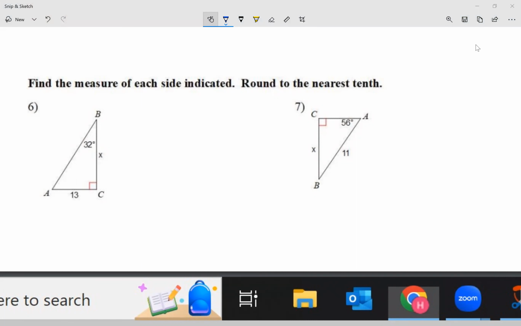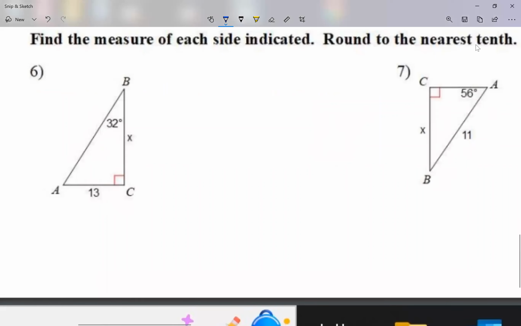So here I have to solve for x, right? That side indicated. Let me label my sides first, as in hypotenuse, opposite, or adjacent. Now, I know the big side is hypotenuse. Based on this 32 degrees, 13 is the opposite, and x is the adjacent. Now, I don't have information for the hypotenuse, so I'm not going to use the hypotenuse.